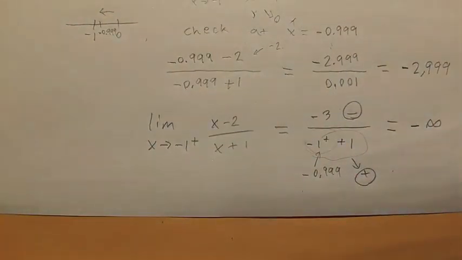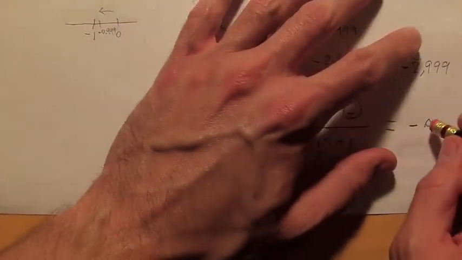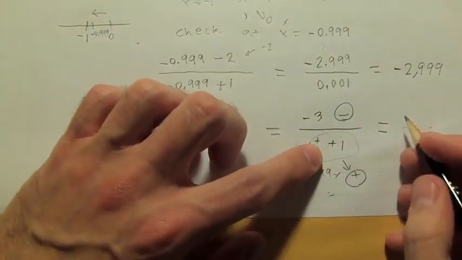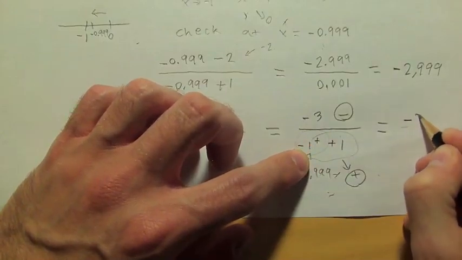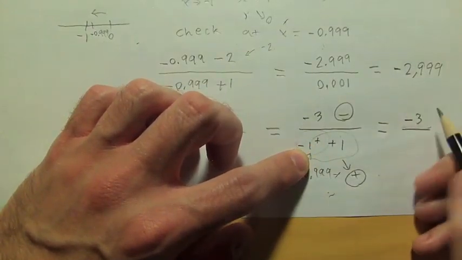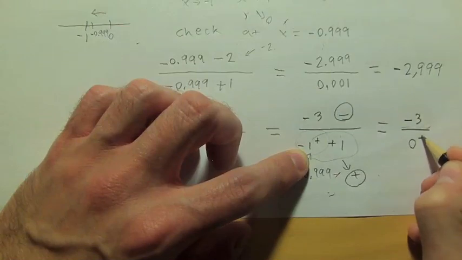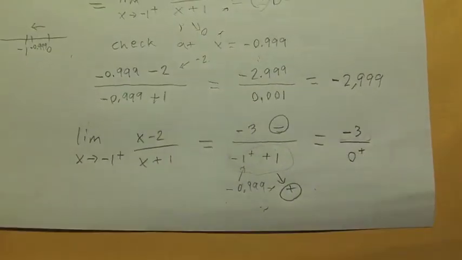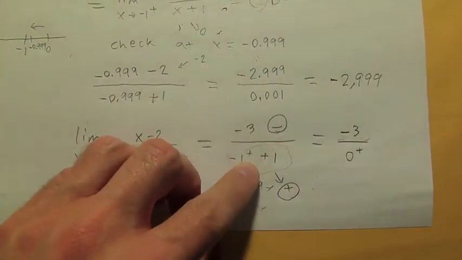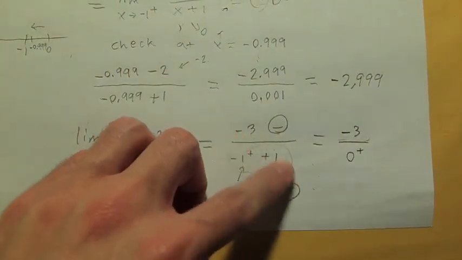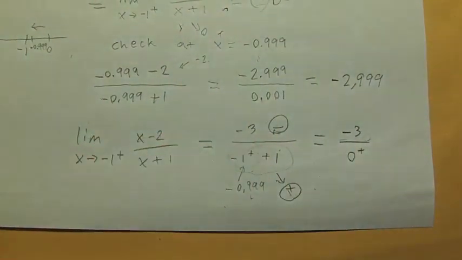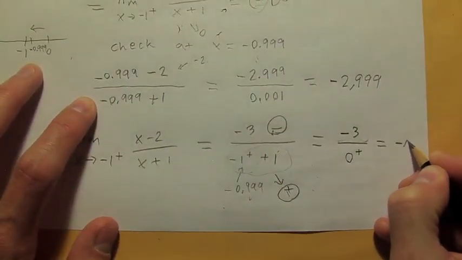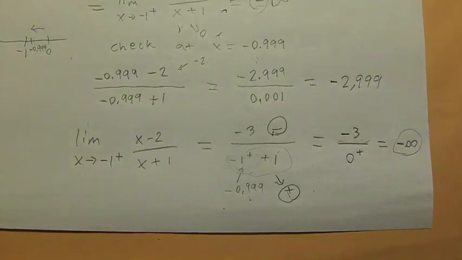Okay. Another way I like to write this, of course, is since this is positive, I could write this as negative 3 over 0 positive, right? 0 from the positive side. Because if this whole thing is positive, this thing is getting closer and closer and closer to 0, but from the positive side, so the whole thing ends up being negative infinity.